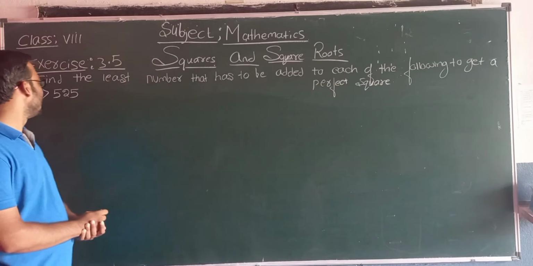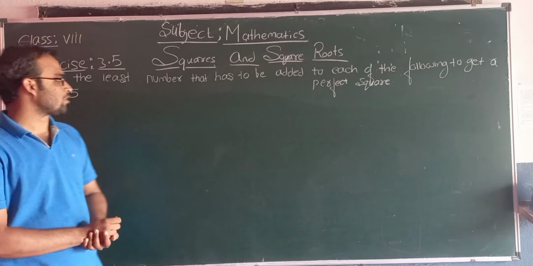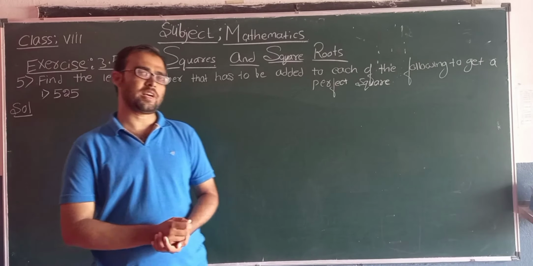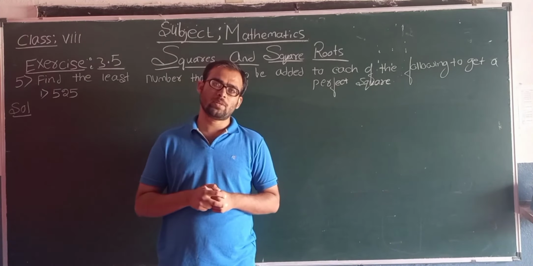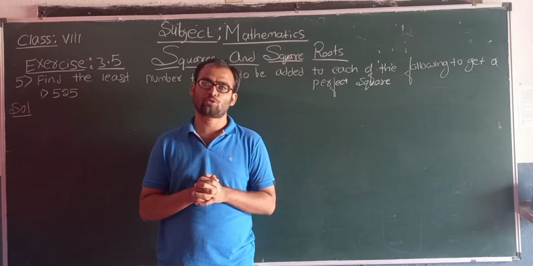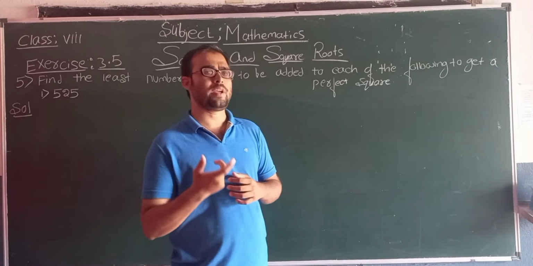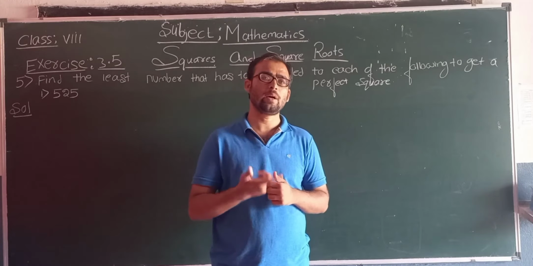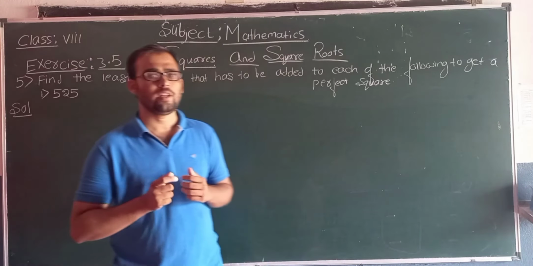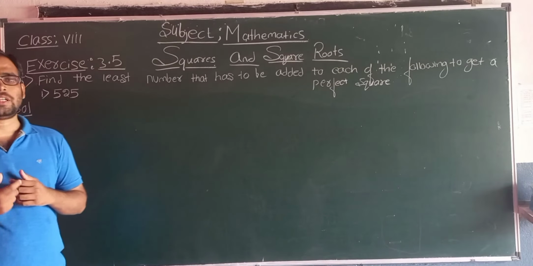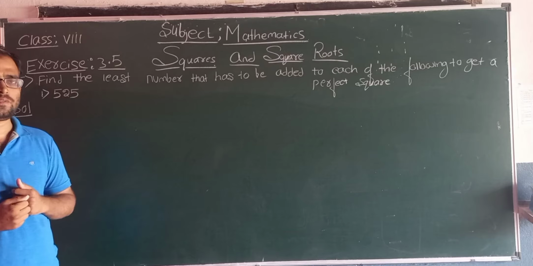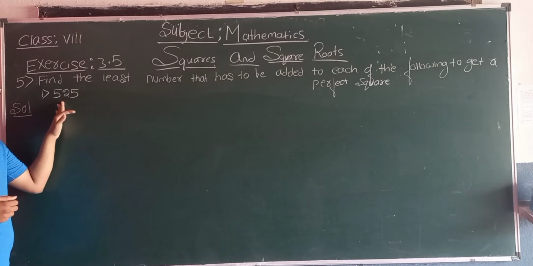Students, let us solve the next question. Okay, so what have they given? Find the least number that has to be added to each of the following to get a perfect square. In this one, they have given some numbers and these numbers are not perfect squares. So if we add a particular number to these numbers, then these numbers will become a perfect square. Now let us solve the first one, that is 525.